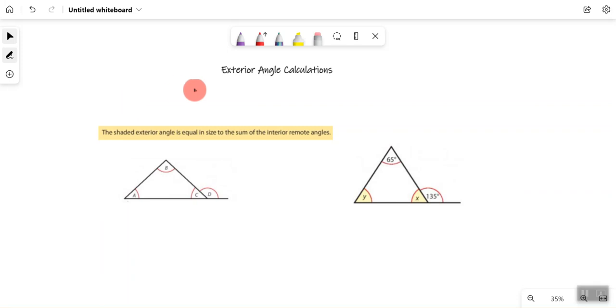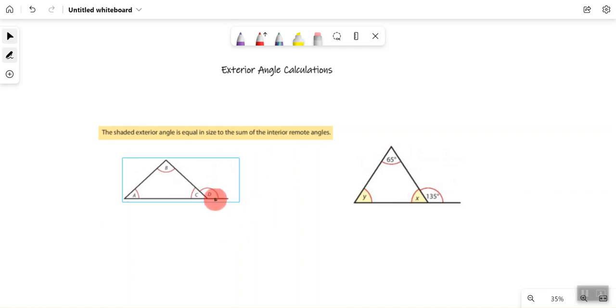Okay, so we are being asked to calculate the value of y and the value of x. In order to do this, we need to take into account what we've learned from the last video about exterior angles. For example, this angle here is an exterior angle. And if we remember, the shaded exterior angle is equal in size to the sum of the interior remote angles.